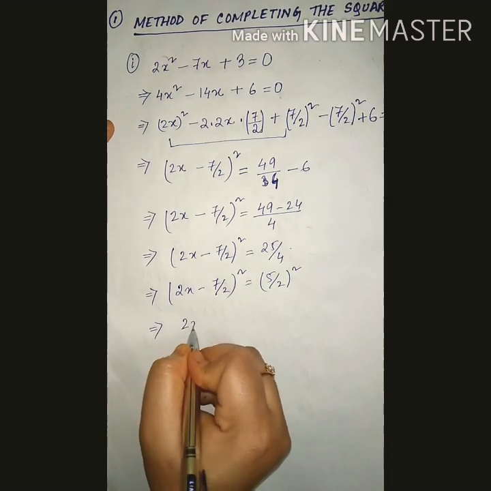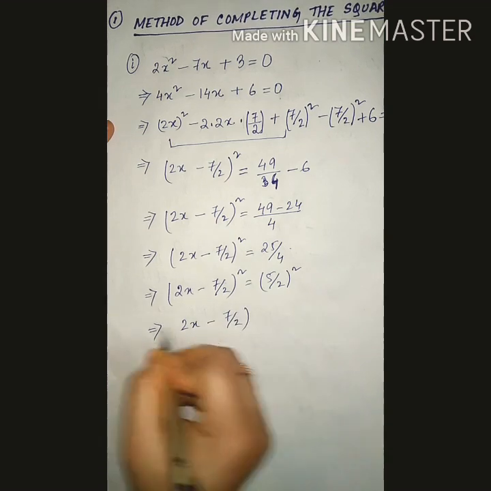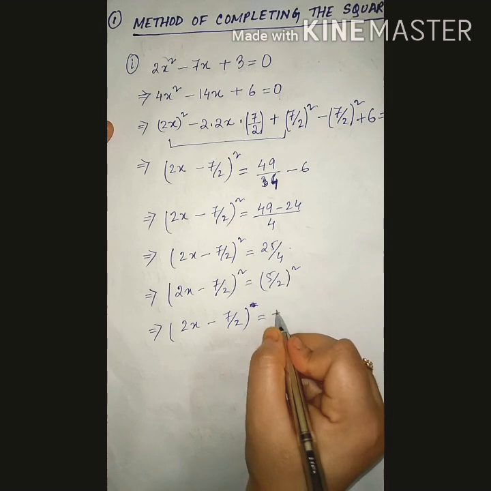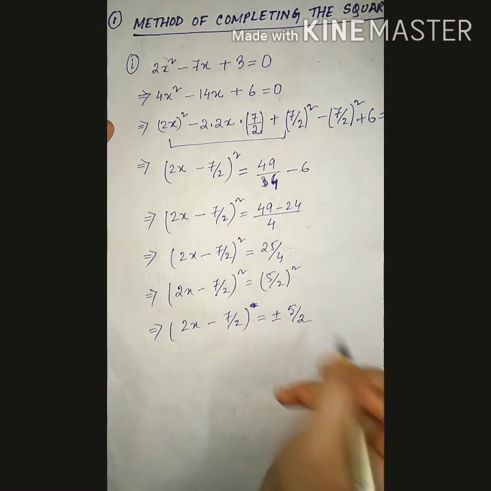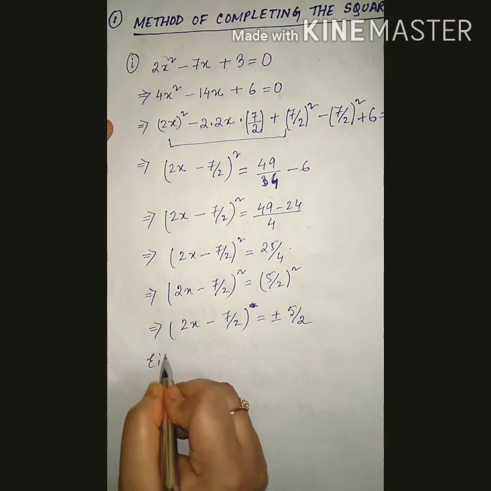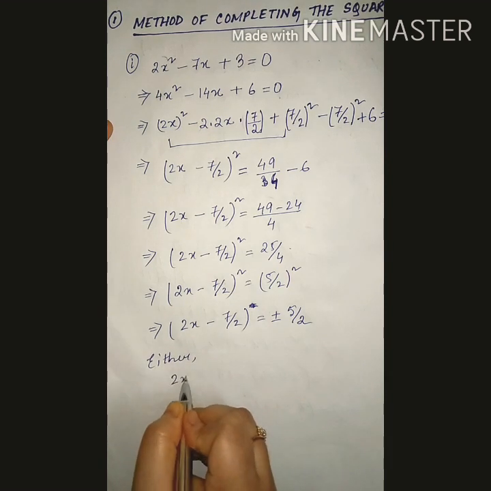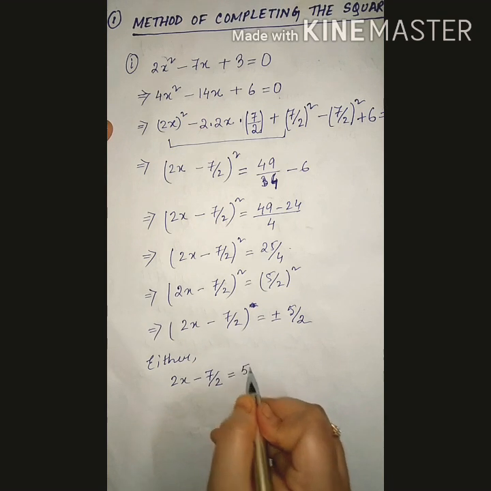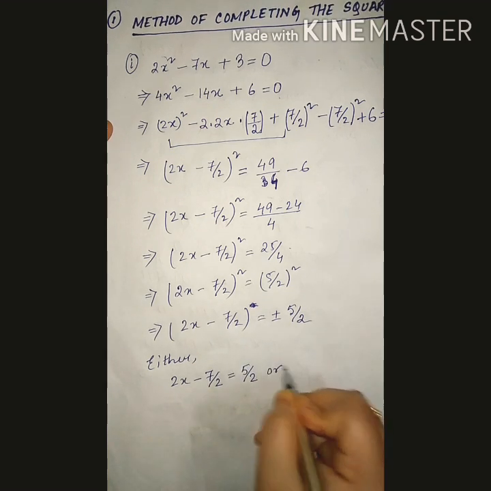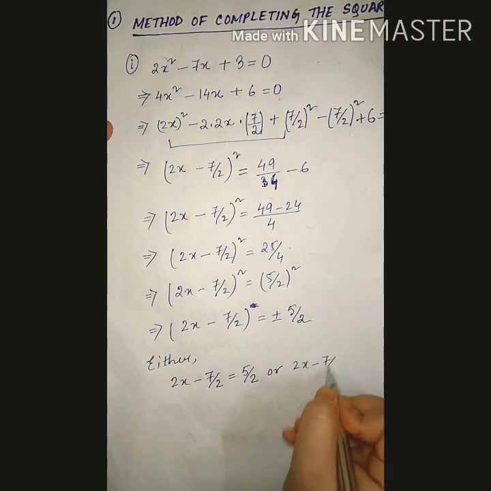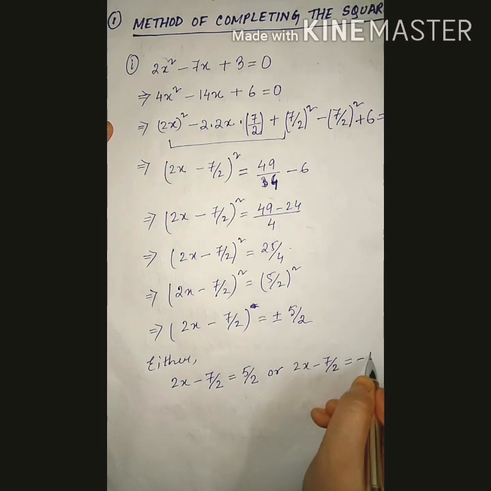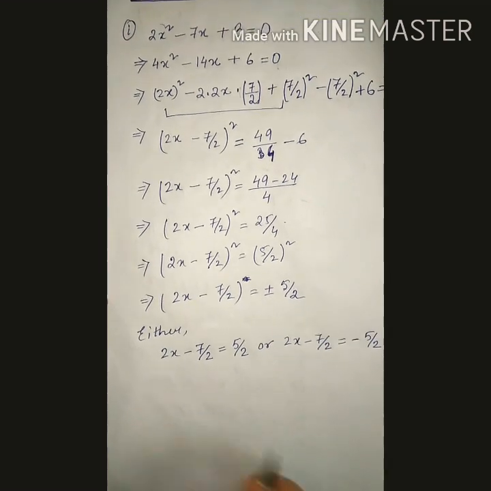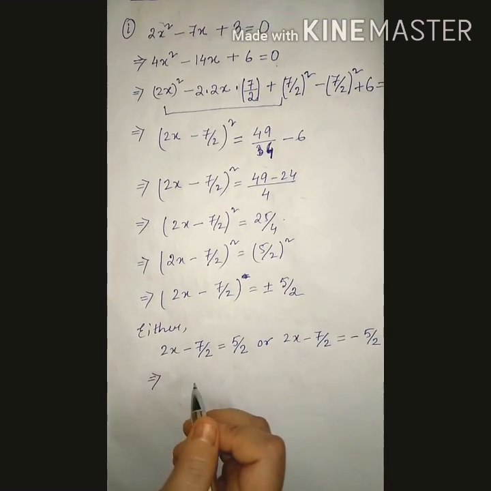That means (2x - 7/2)² equal to plus minus of 5 by 2. So either 2x - 7/2 equal to 5 by 2, or 2x - 7/2 equal to minus 5 by 2. Clear? So we have to solve it and find out the solutions.